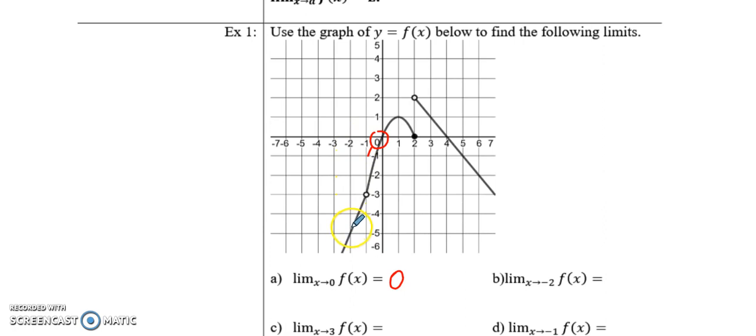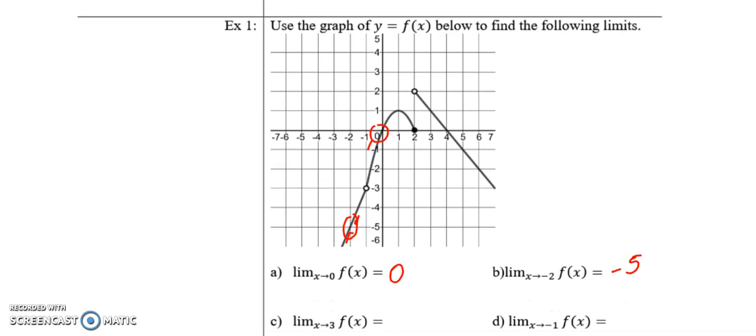How about the limit as x approaches negative 2 of f of x? Again, here at negative 2, as we get closer and closer to negative 2, what function value do we end up getting? Close to negative 5. Now, the limit does not mean at. It means as we approach.